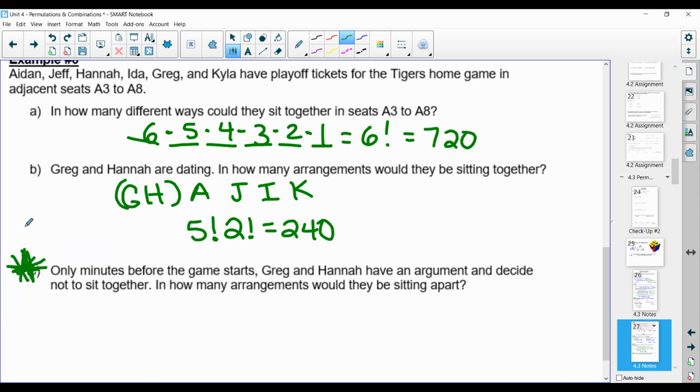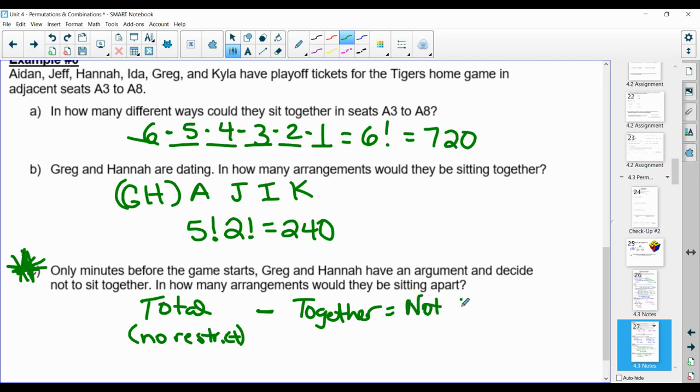When we are dealing with questions where 2 people cannot sit together, or 2 people cannot be beside each other, or 2 objects cannot be beside each other, we take the total ways with no restrictions, and we subtract the ways they can be together. So we take all the ways we can arrange the objects and subtract all the ways that those objects can be together, and this is how we get the number of ways they are not together.